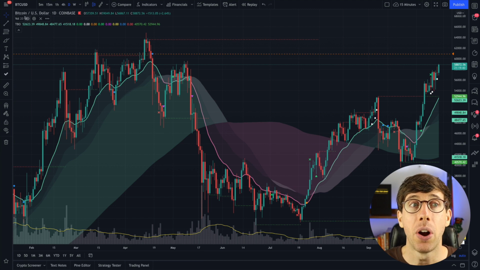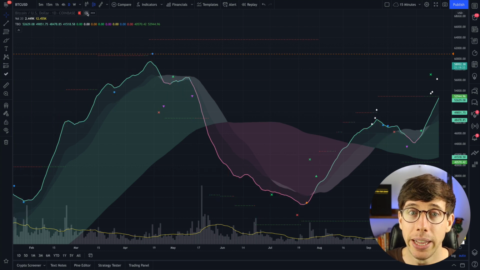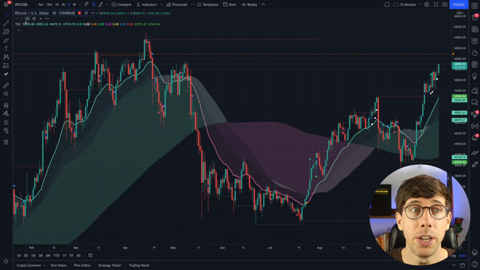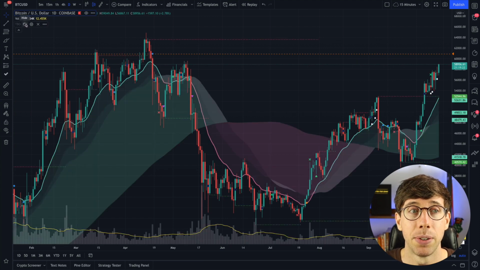We can manage our indicators over here, as well as the price. When I hover my mouse over, I get an option to hide the price or show it. That's weird with the eye swirling around. And I also get some options here. I can also hide the volume and I can hide the TBO as well.